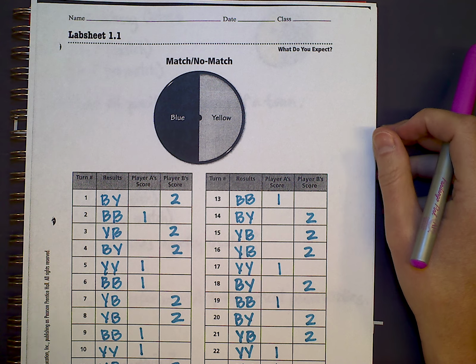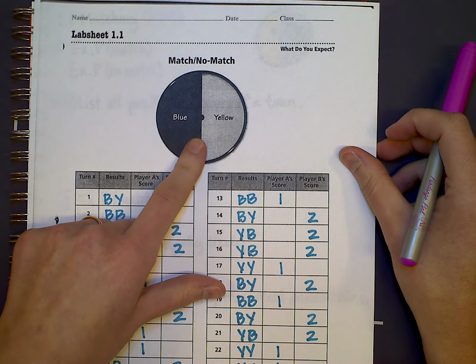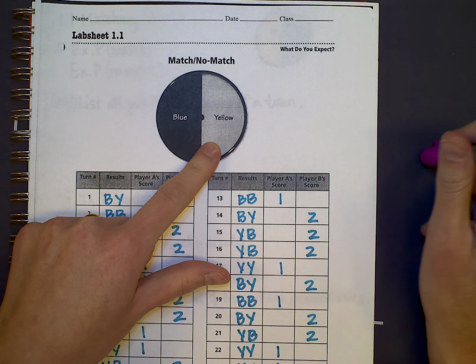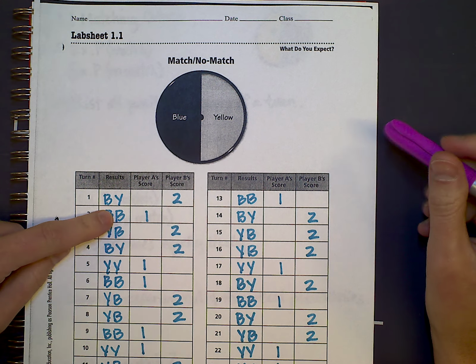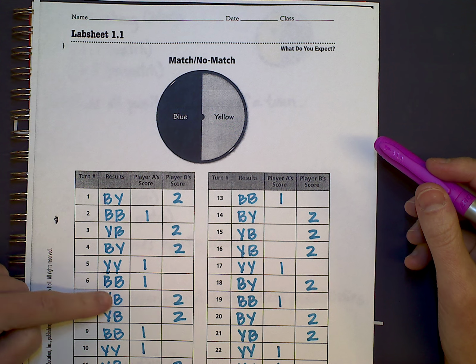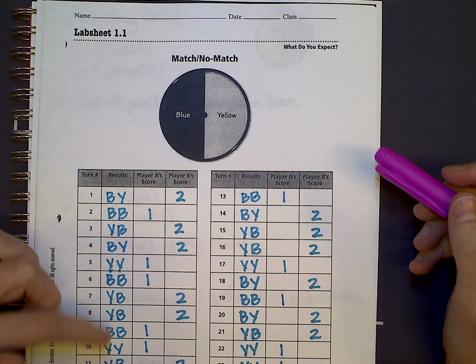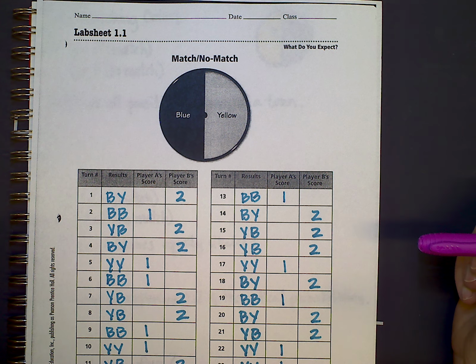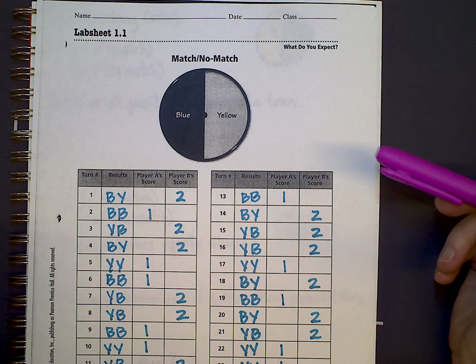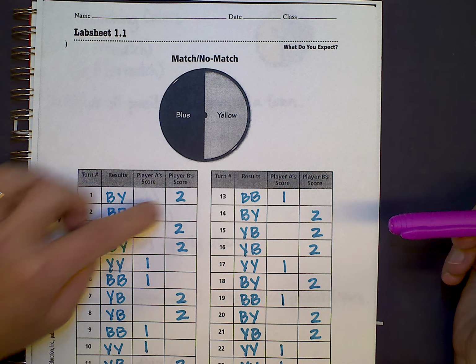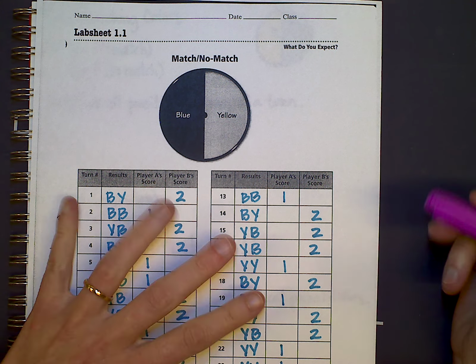In this game, players take turns spinning a spinner like this one shown here, half blue and half yellow. If the resulting two spins are a match, like what you see here, then regardless of who made that spin, player A receives a point. If the resulting spins result in a no match, then regardless of who made those spins, player B gets 2 points. So that's the basic gist of the game.